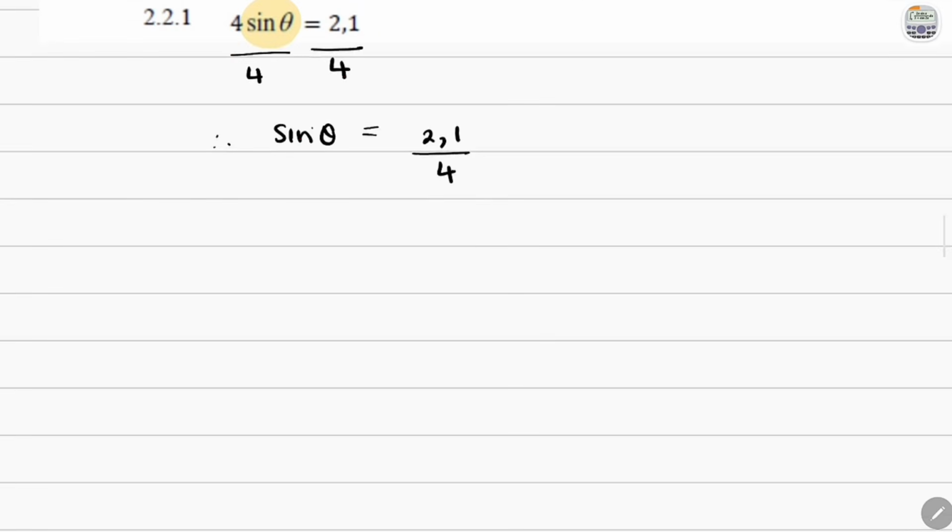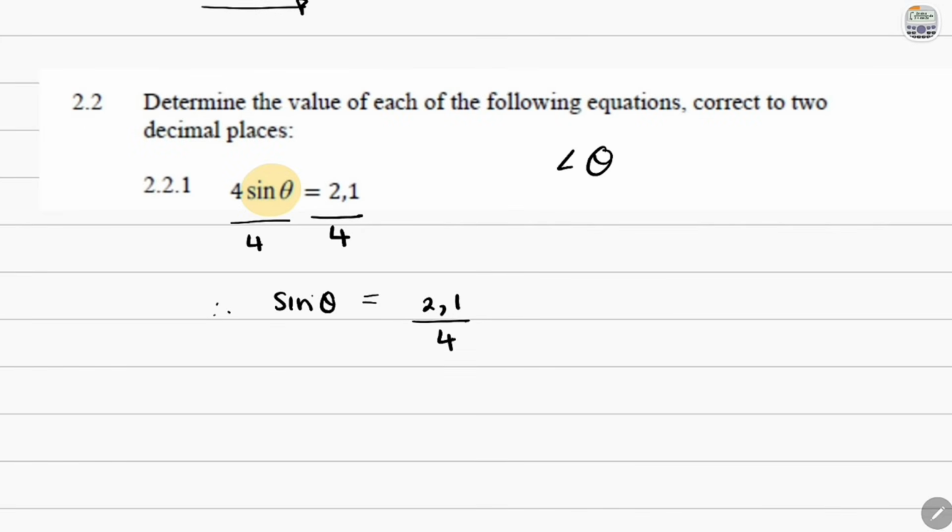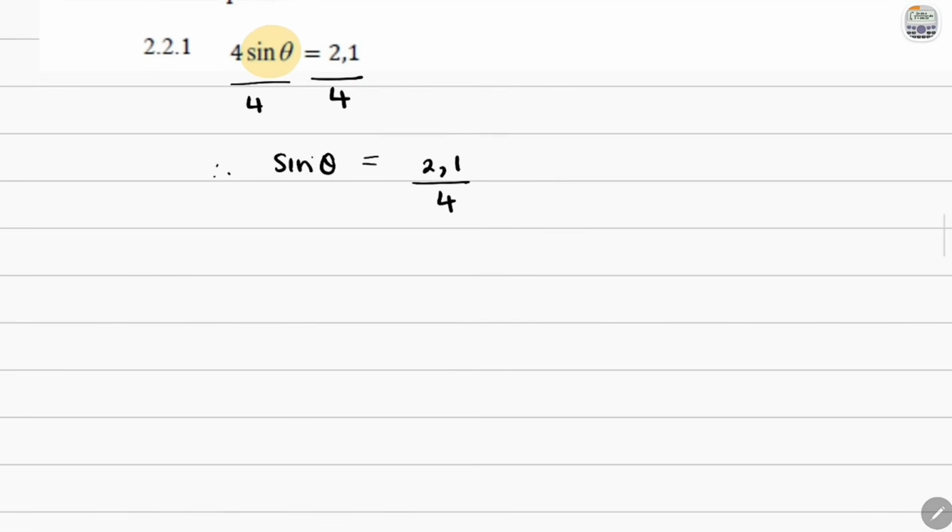And now finally we can find the value of theta. Okay, they didn't really specify that theta is greater than 0 degrees but less than 90 degrees, but they probably mean this. So we're just going to solve for this. Anyways, that's the only way that you solve for trig equations in grade 10. In grade 11, it's a little different.